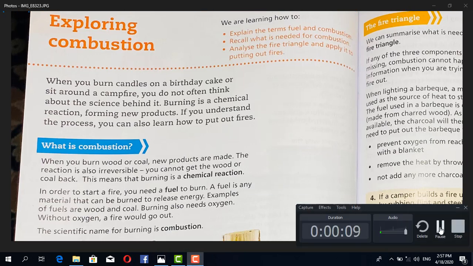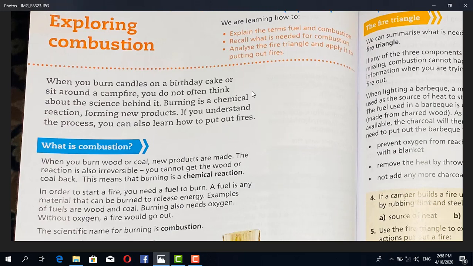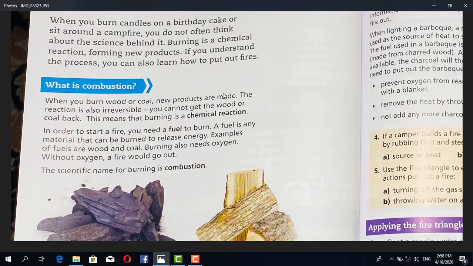Let's get started. Today's lesson is going to be about exploring combustion. What is combustion and what does it mean? For example, when we burn a candle on a birthday cake, or set a fire by doing some barbecue or anything else, the whole burning process is actually a chemical reaction forming new products.